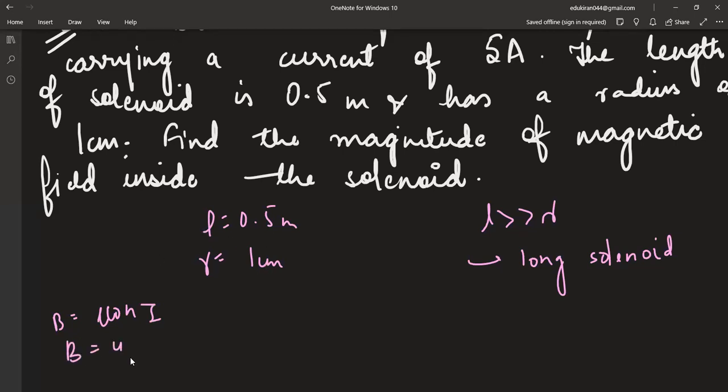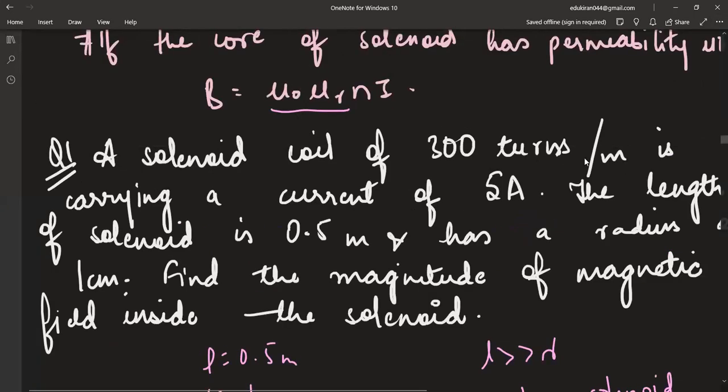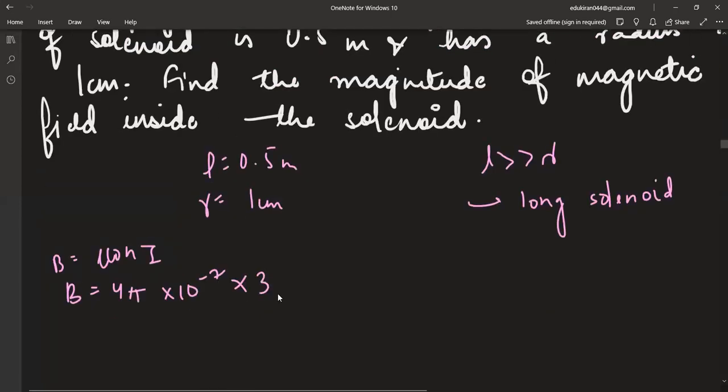So mu naught is 4 pi into 10 to the power minus 7. Number of turns per unit length, 300 turns per meter. Current is 5. So this becomes 6 pi into 10 to the power minus 4 tesla. One more similar question we'll do.